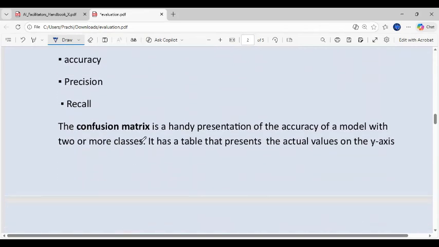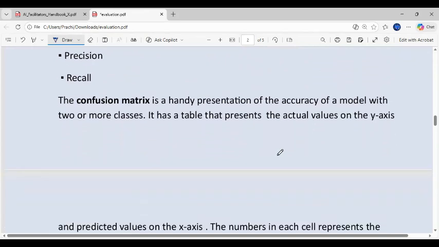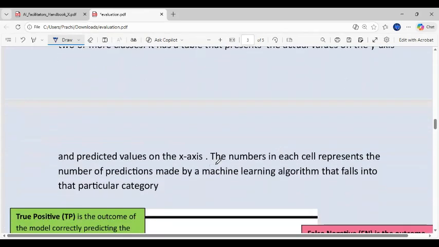If a question related to the confusion matrix comes, then in that condition, what will you write? A confusion matrix is a handy presentation of the accuracy of a model with two or more classes, and the table is presented with the actual value on the y-axis and the predicted value on the x-axis. The number in each cell represents the number of predictions made by the machine learning algorithm, and they fall under different categories.